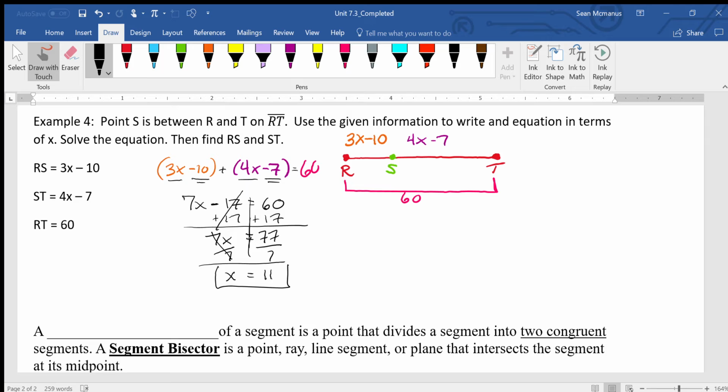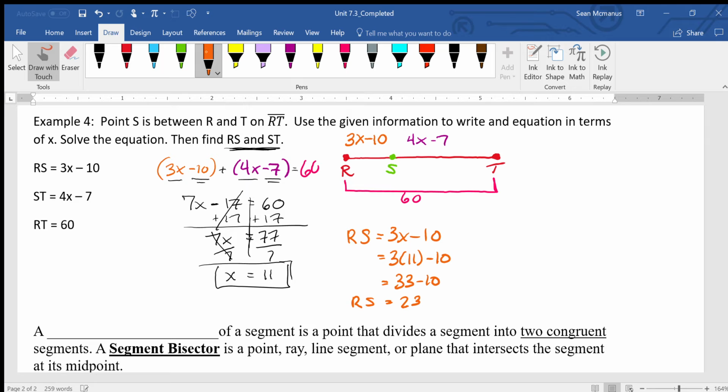So that's important. I've done everything correct, I think, so far, but that's not the answer. It's asking me to find RS and ST. So RS was 3x minus 10, and the x is 11. So 3 times 11 minus 10. 3 times 11 is 33. 33 minus 10 is 23. So RS equals 23.